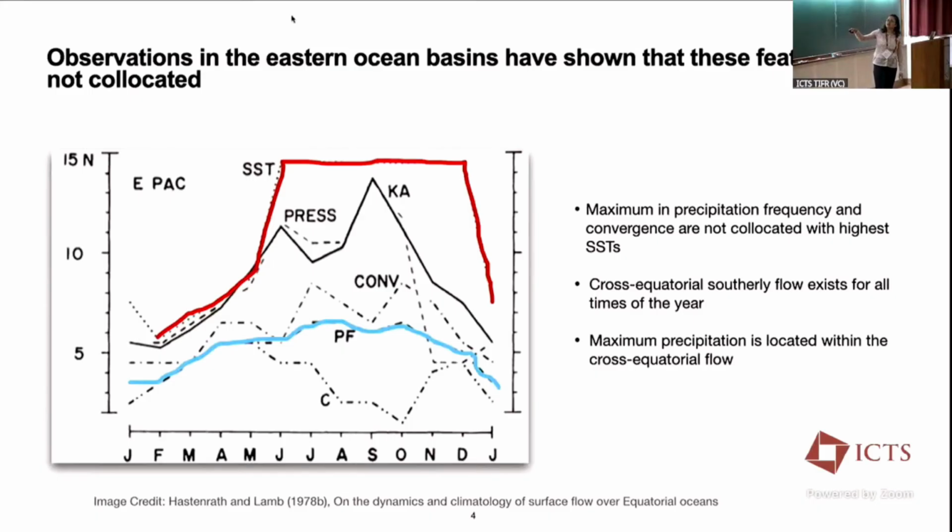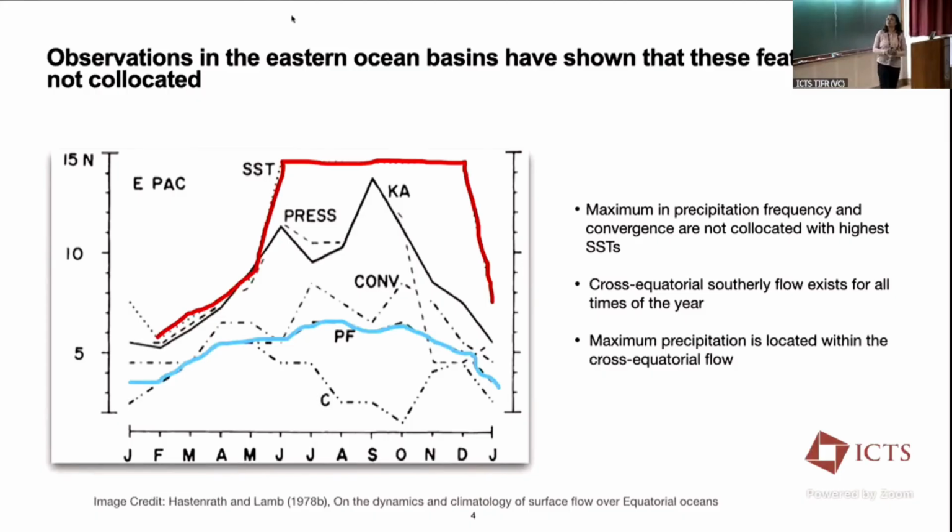And you see that during boreal summer, these months, there's the highest separation between the SST maximum and the precipitation maximum. And the precipitation maximum is located to the south of the confluence axis. So it's located in the southerly trade wind regime.